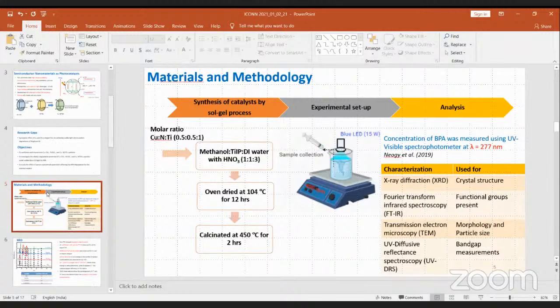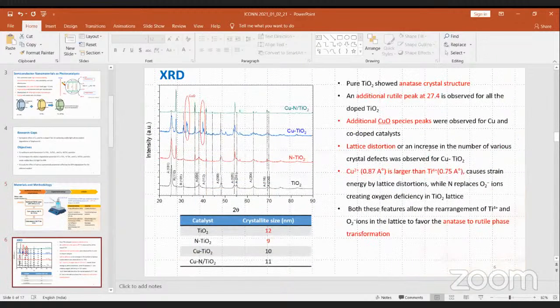Coming to the materials and methods, all the particles are synthesized by Sol-Gel process. Our experimental setup includes the visible light source was blue LED light with 15 watt and maximum wavelength of 467 nanometers, and the concentration of BPA was measured using UV visible spectrophotometer at 277 nanometers. All the catalysts have been characterized with XRD, FTIR, TEM, and UVDRS.